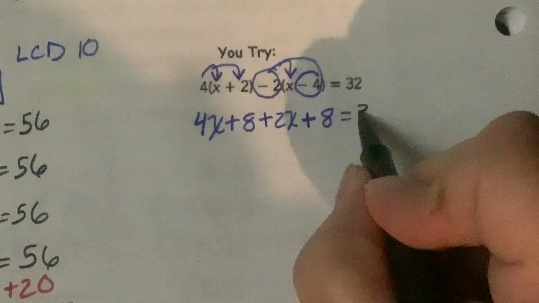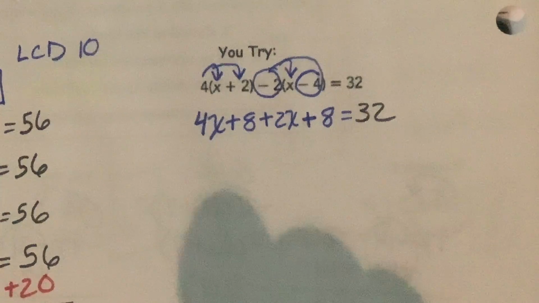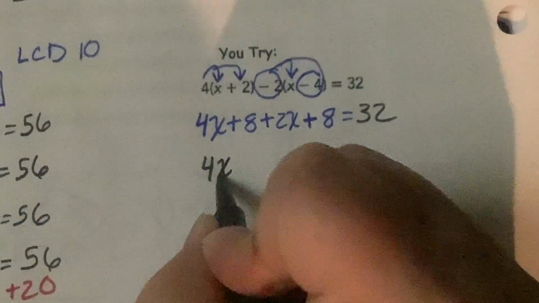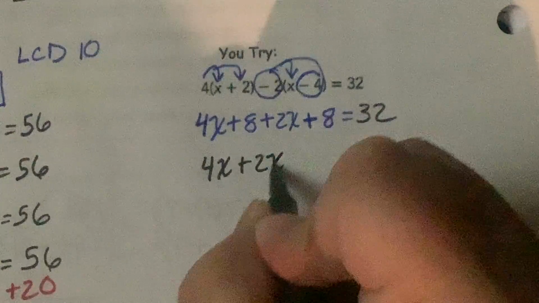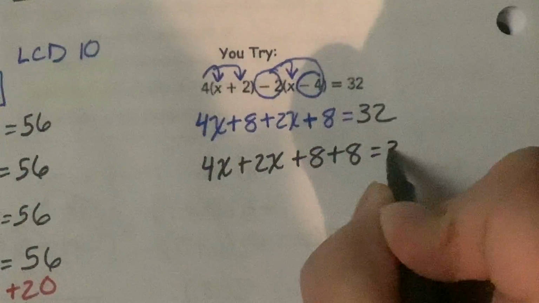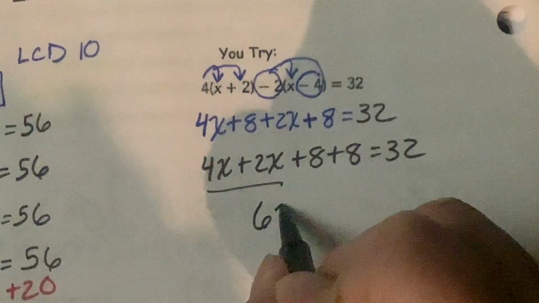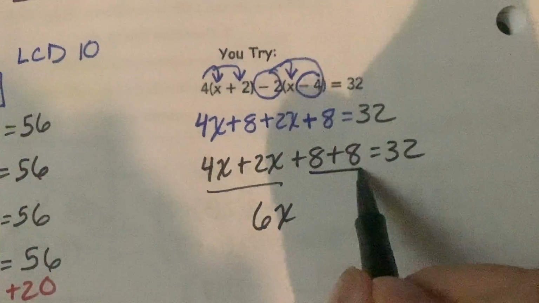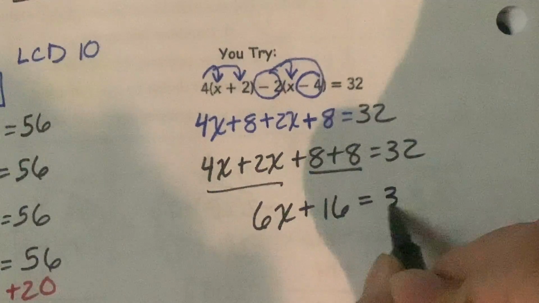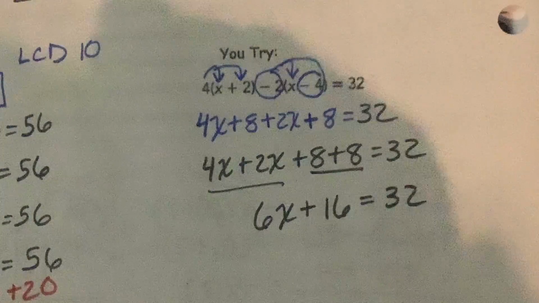Nothing changed over there. Now I'm going to rewrite it and put my like terms together, because that makes it easier for me. Here we go. 4x plus 2x plus 8 equals 32. Well, let's see. 4x plus 2x is 6x. And 8 plus 8 is 16 equals 32. I feel like I lost a sign somewhere. You did, you big doofus.